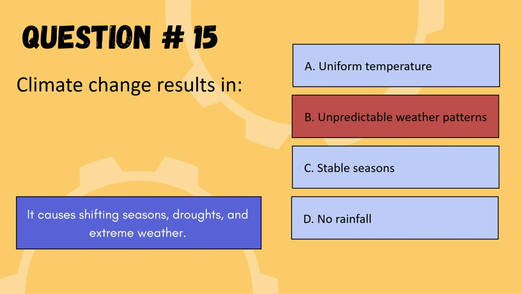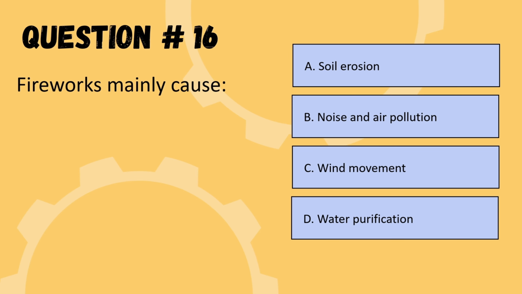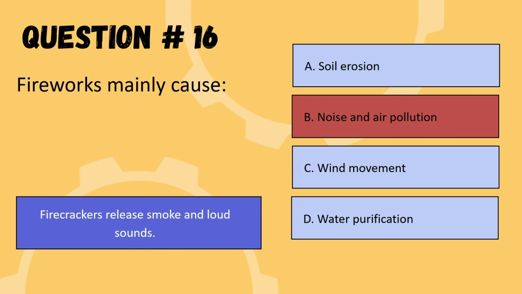So we are moving to the next question. Next question is, fireworks mainly cause. Options are soil erosion, noise and air pollution, wind movement, or water purification. So the correct option is option B, noise and air pollution.